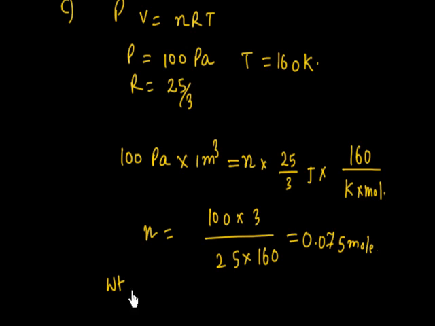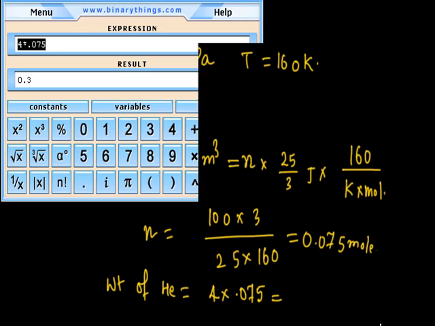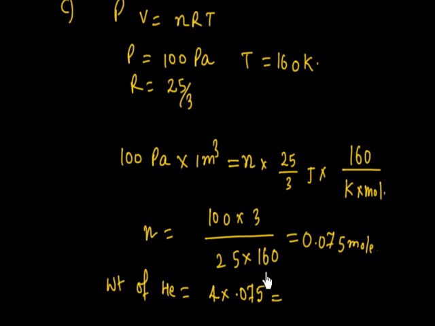So we can calculate the weight. What is the weight of helium? The atomic weight is 4, so it is 4 into 0.075. So this value is 0.3. So you have 0.3 gram of helium. Very low mass. So this contains only 0.3 gram of helium. Are you getting or not? Simple one. So you have the three parts of the question.